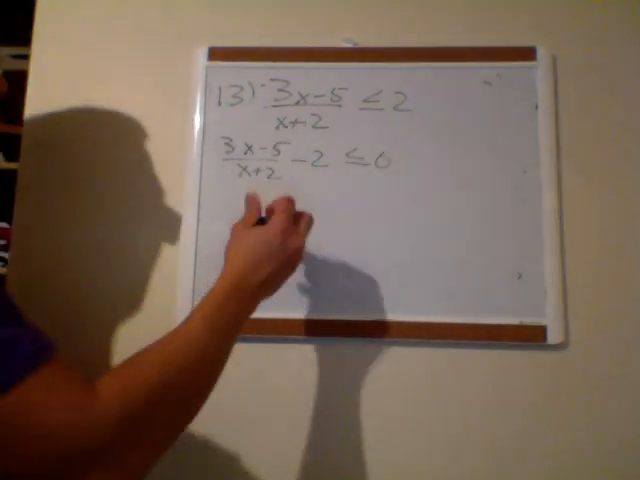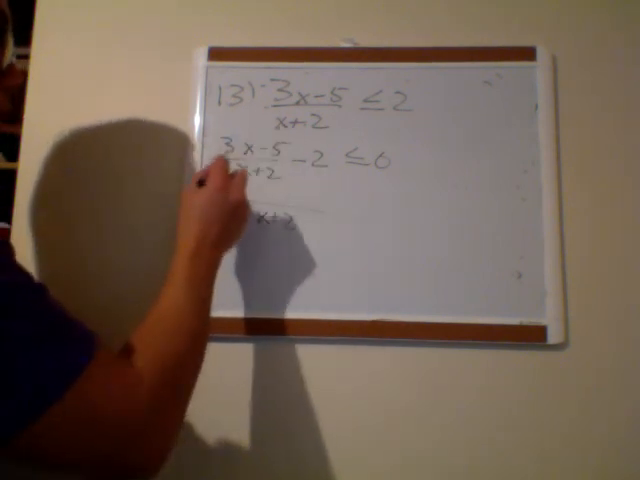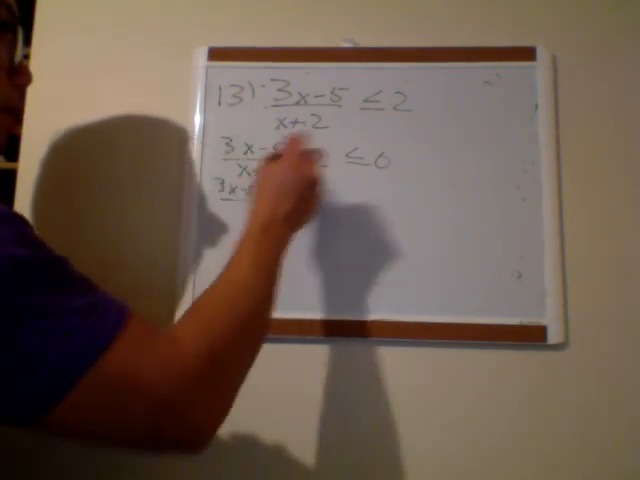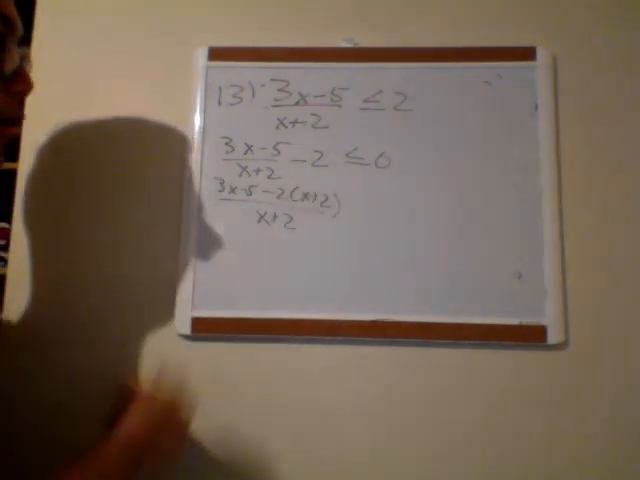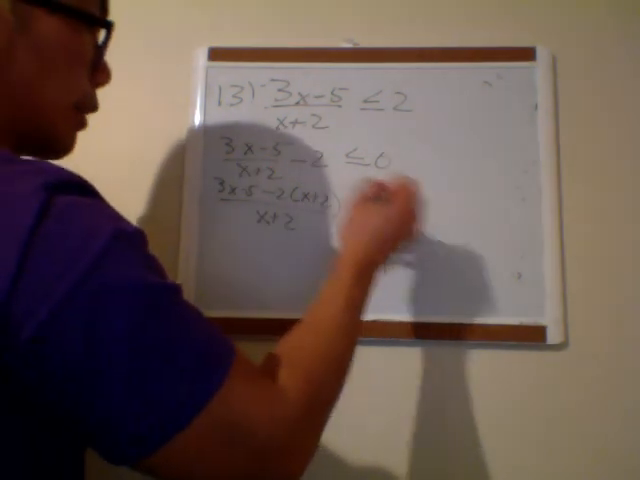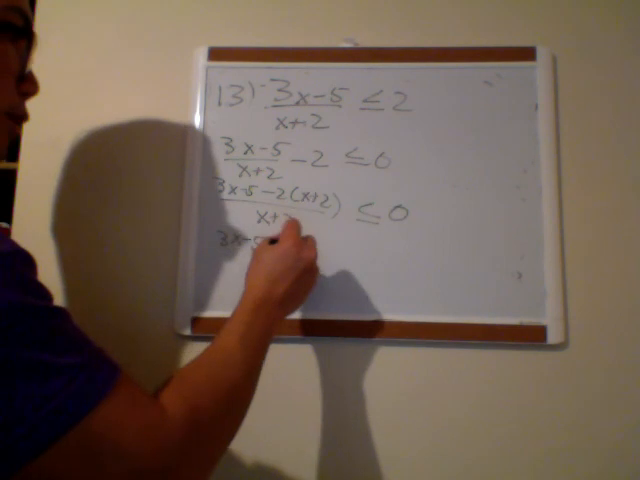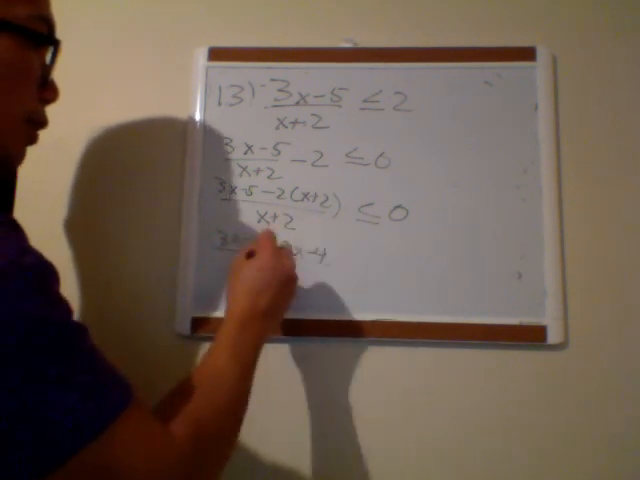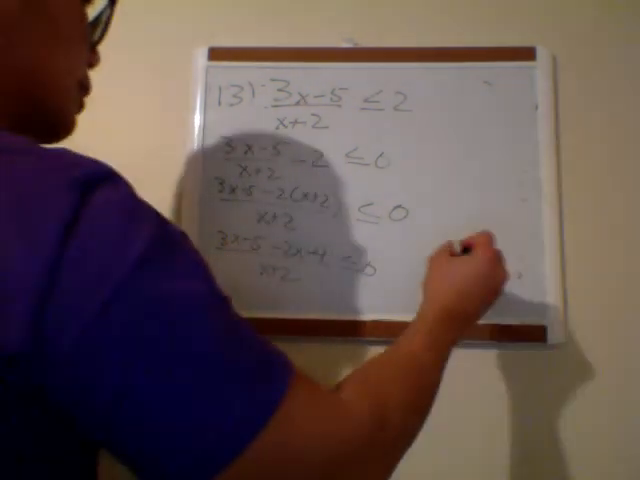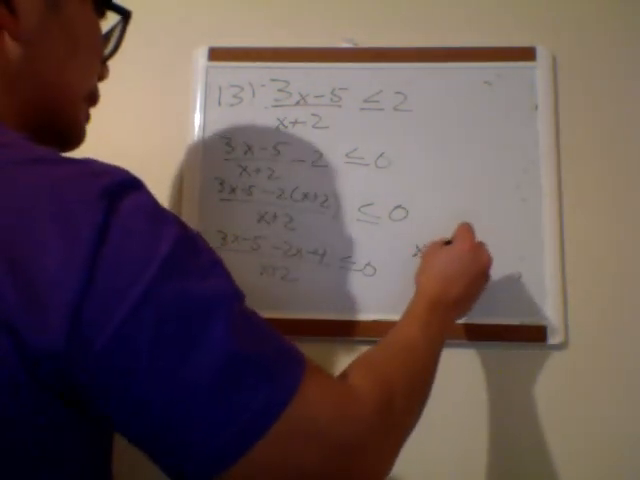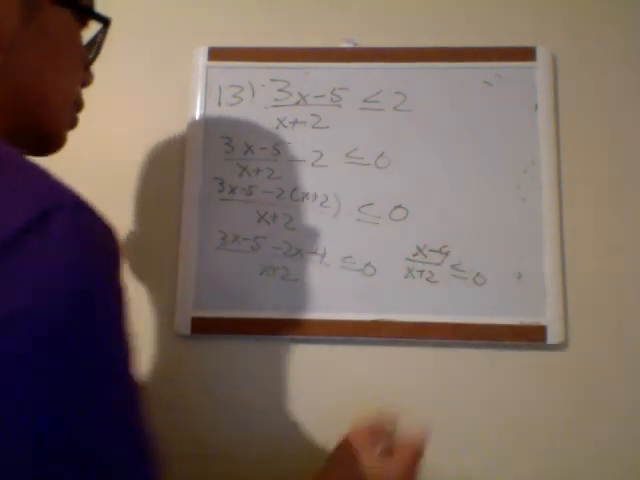I have to find a common denominator here, which is x plus 2. So this stays the same since that has a common denominator already. And I'm going to multiply the second term by x plus 2 so that I have a fraction with a common denominator there. This becomes (3x minus 5 minus 2x minus 4) over (x plus 2) is less than or equal to 0. The top then becomes (x minus 9) over (x plus 2) is less than or equal to 0.